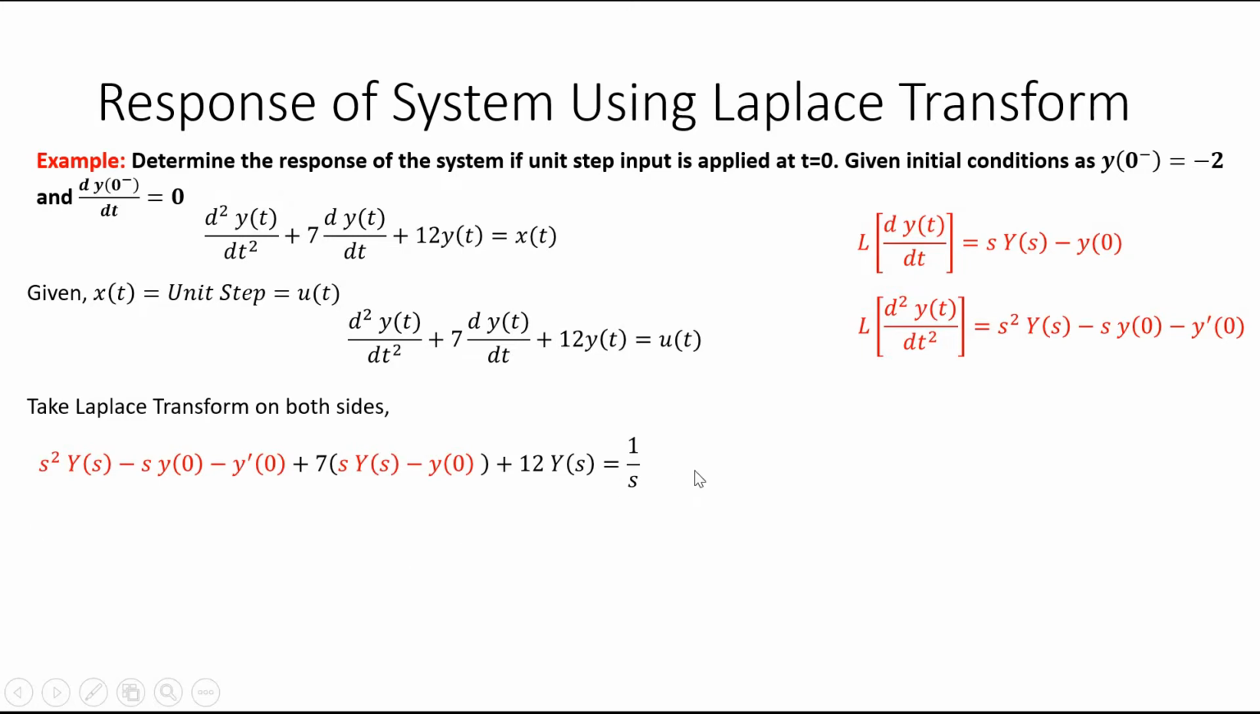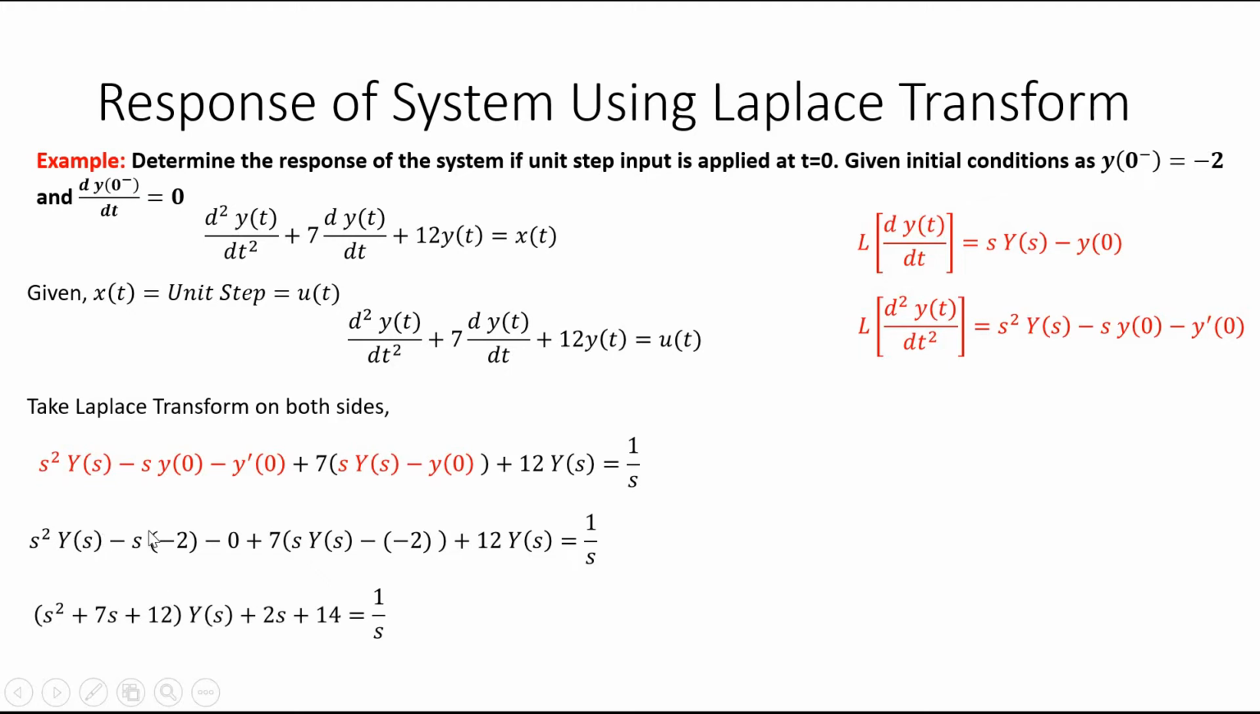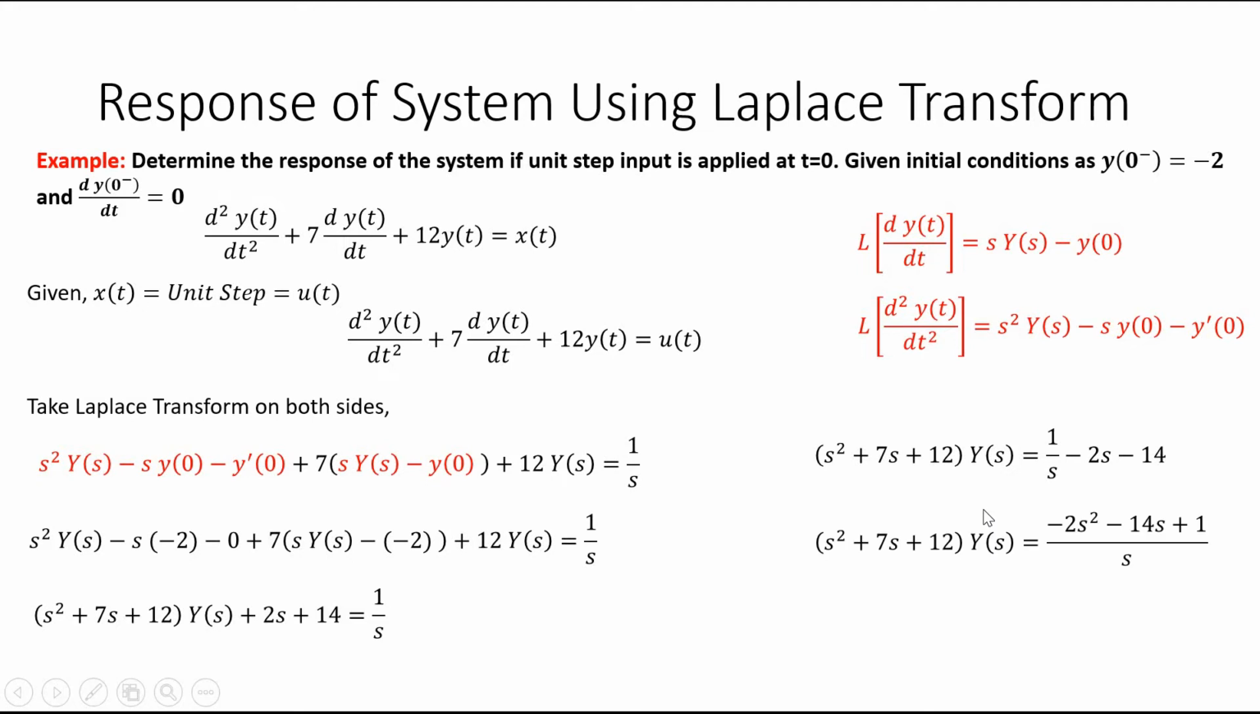Okay. Then we can substitute the initial conditions. Y of 0 is minus 2 and y dash of 0 is 0. So substituting that, we will get s square y of s plus 2s, here y dash of 0 is 0, and here y of 0 is minus 2, and the other terms. Then we can find y of s from this equation. For that, we take y of s common. So it becomes s square plus 7s plus 12 into y of s plus this 2s and this 14 here, 7 into 2 is 14. Then we take this 2s plus 14 to this side, so 1 by s minus 2s minus 14.